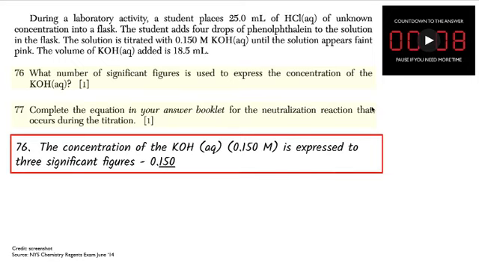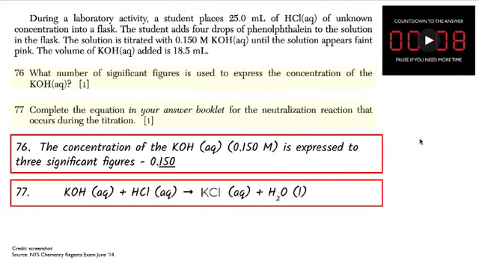So the concentration of KOH is expressed to 3 significant figures, the 1, the 5, and the 0 that are after the decimal place all count as significant because the 1 and the 5 are non-zero numbers, and that final 0 to the far right is after the decimal place, after there was already a number besides 0 that was after the decimal. So 3 significant figures.